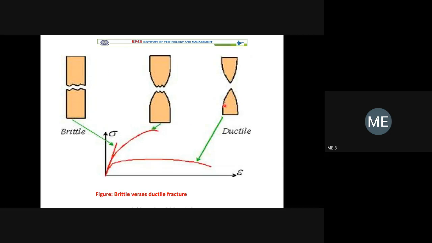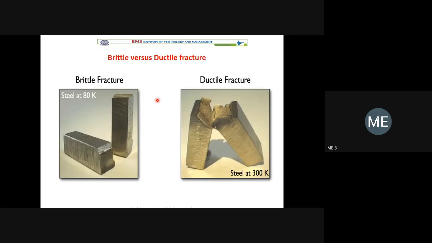So this is the ductile failure. We'll get almost a pointed cone shape. It is a very sharp cone here. If it is brittle, we'll get almost flat surfaces. If it is a moderately ductile material like steel, aluminum, or copper, we'll get a cup and cone fracture. So we can see these are the actual fractured surfaces.